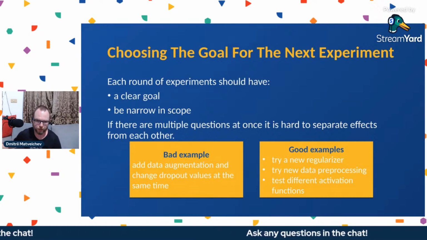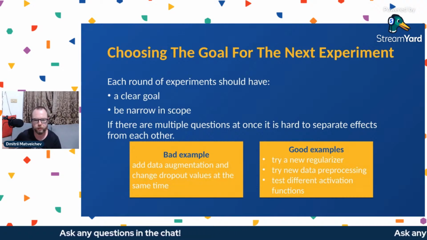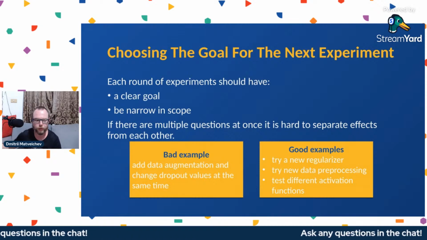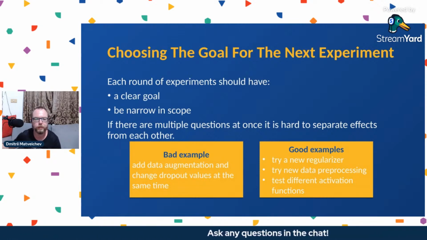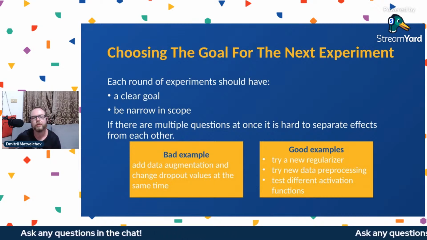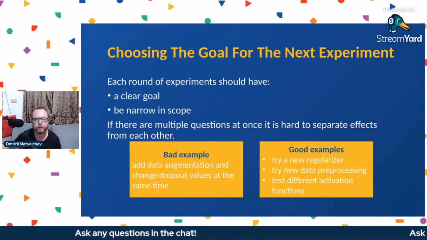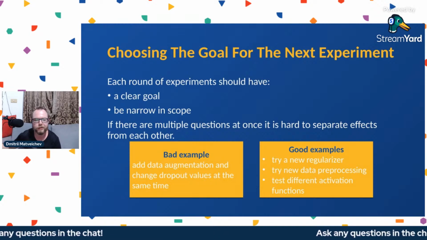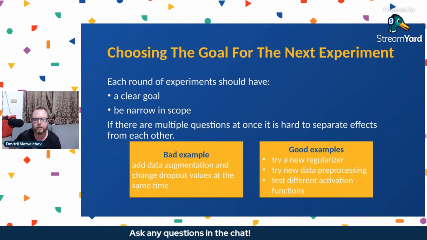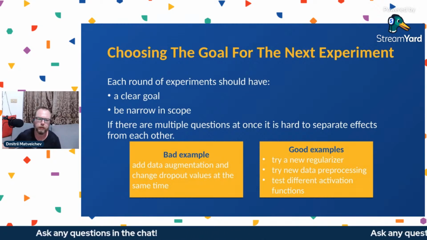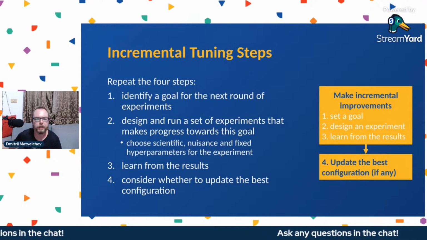Yep. So a bad example is mixing data augmentation and some other regularizations like dropout, and you will get some results. Maybe you will get even good results, but it will be hard to separate whether it was actually data augmentation or dropout values that improved your performance. And good examples of a separate goal can be: try to find better regularization techniques, try new data preprocessing, or test different activation functions. Yep. So simplicity is key.